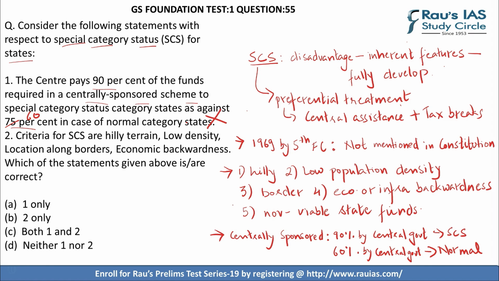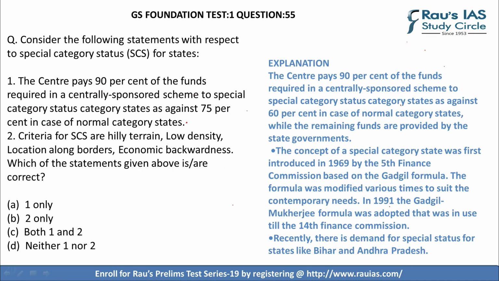Second, criteria for SCS are hilly terrain, low density, location along borders, economic backwardness, which is a correct statement. Therefore, the right answer to this question would be B, 2 only. Please have a look at the explanation for more details.